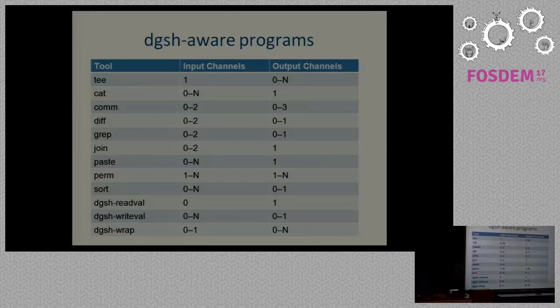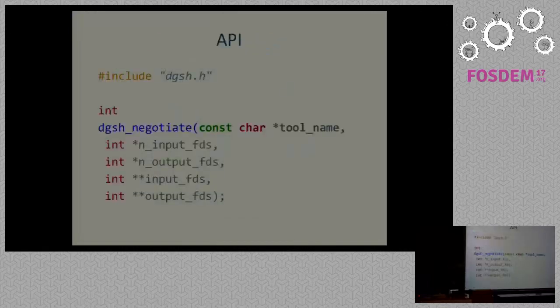There's an API with a single command. You can convert any Unix program to work with DAGSH. So what you do is you call dagsh negotiate. You pass the tool name, the number of input file descriptors and output file descriptors that you want, and as a result, you get the input file descriptors and output file descriptors that your tool can use. So you say, I want 4 input file descriptors and 5 output file descriptors. You get them, and you play with them, and that's all.